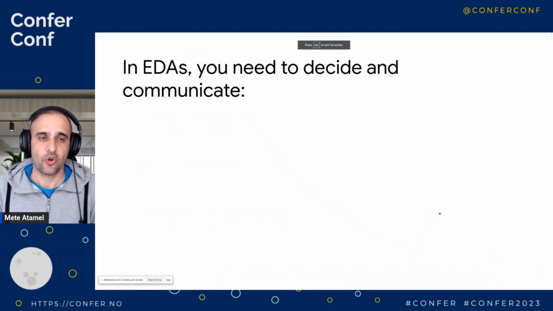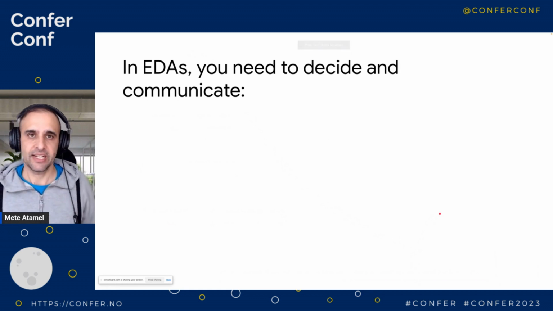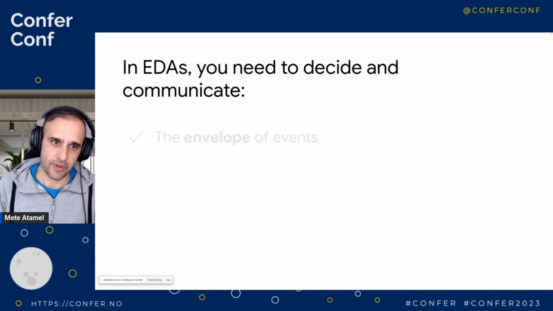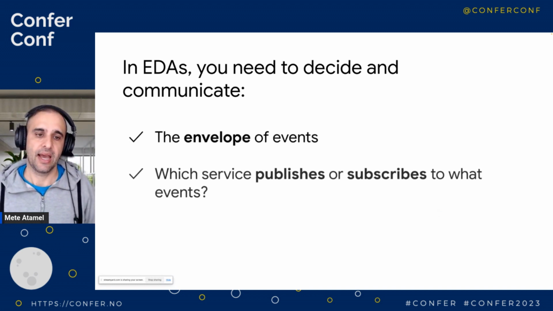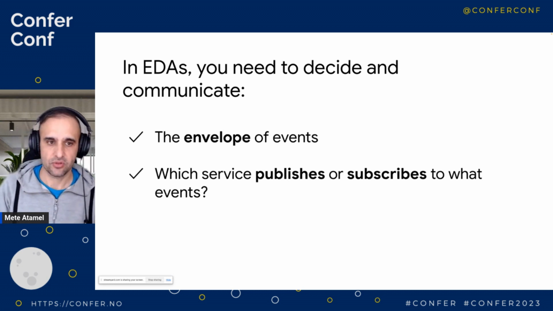Okay, so going back to our question, in event-driven architectures, you need to decide and communicate the envelope of the events. So we can do that with CloudEvents. And you also need to decide which service publishes or subscribes to what events. So you can decide that and document that using Async API. So I think we are covered in both cases.